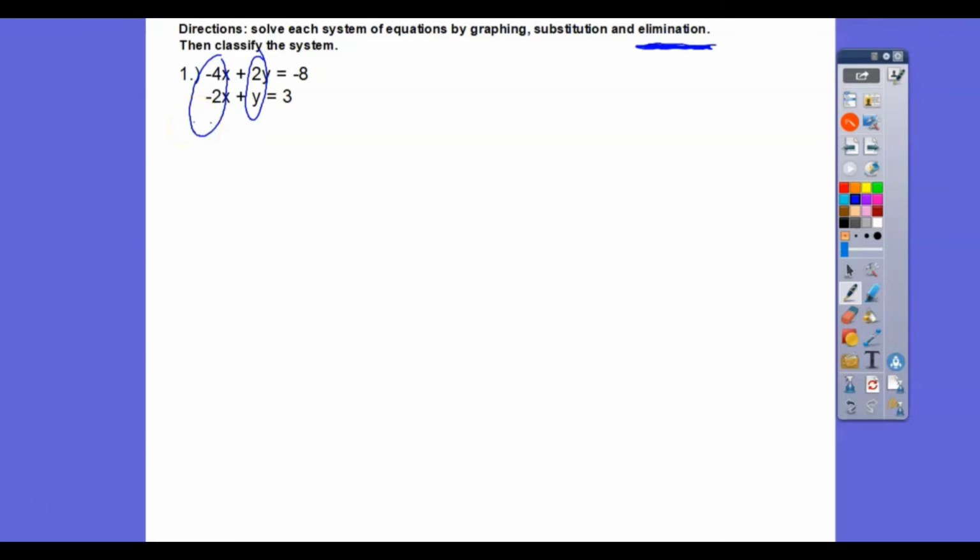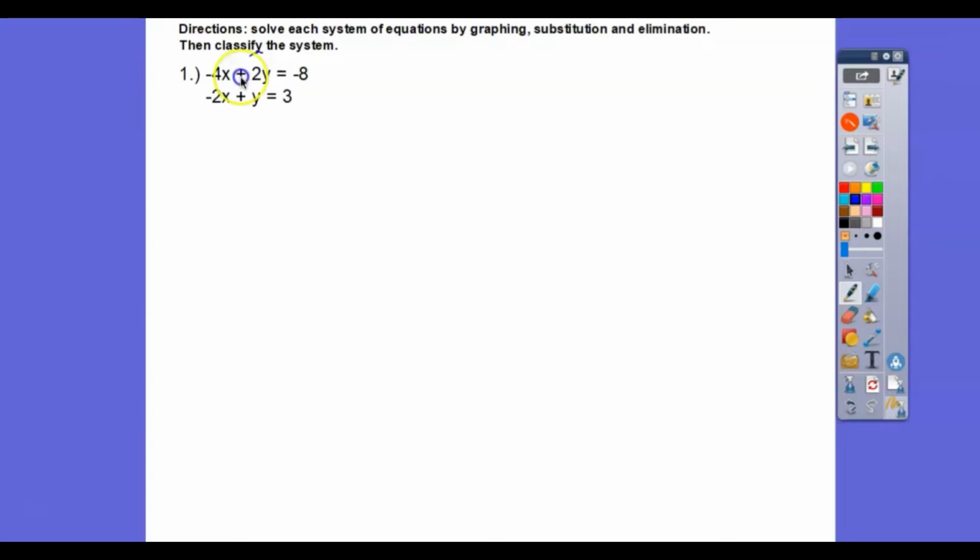Now, we need to make sure that we can cancel either the x or the y. And the way we're going to do that is that it has to have the same number in front. That's called the coefficient, the number that's in front of a variable. So it has to have the same coefficient. And you want to make sure one is positive, one is negative. So right now, neither one is ready to get canceled. So I'm going to have to multiply one of the equations. You got to make a choice.